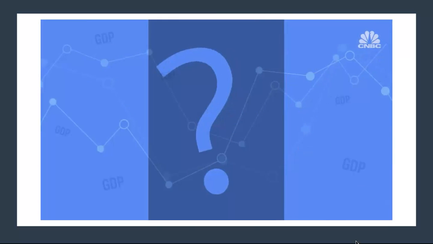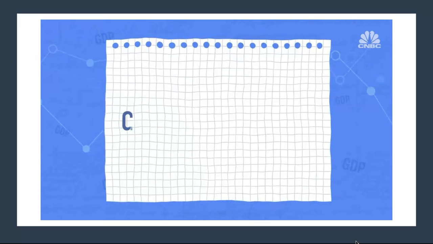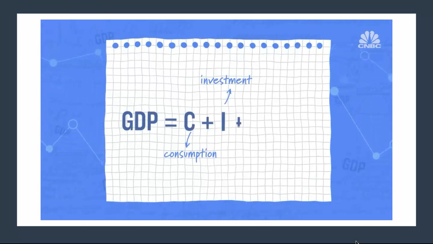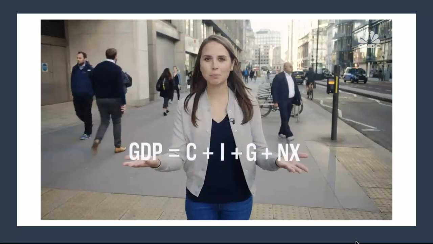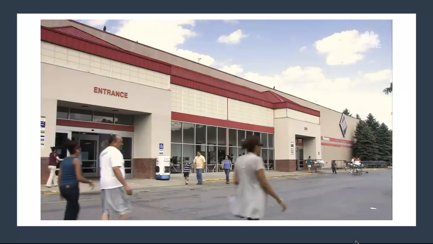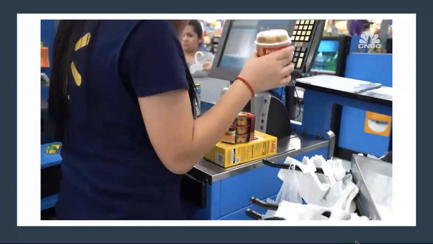Well, you can calculate GDP in a few different ways, but the most commonly used equation goes like this. Consumption plus investment plus government spending plus net exports equals GDP. Let's break that down. Consumption is another way of saying consumer spending. It's the money you or I spend on physical goods like coffee and on services like a haircut. In many developed economies like the UK or the US, consumer spending makes up more than half of a country's GDP.